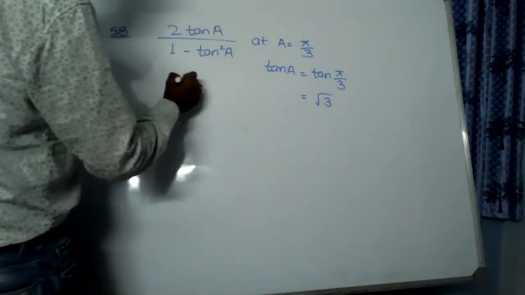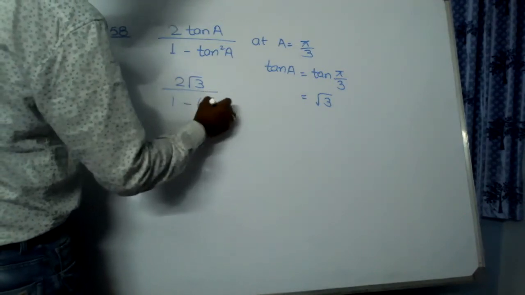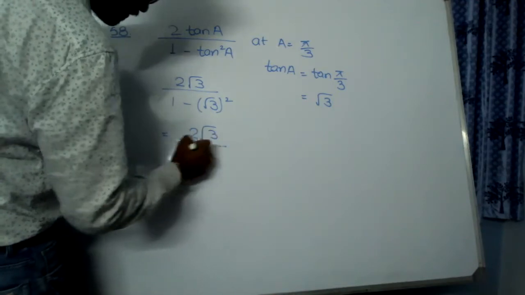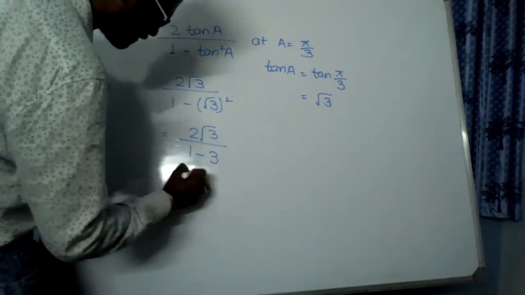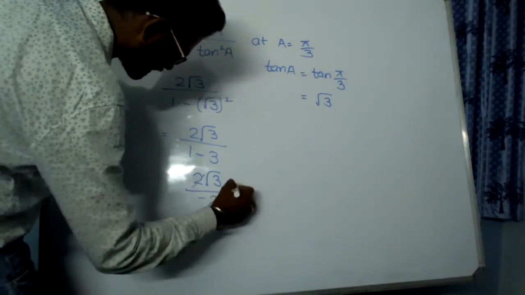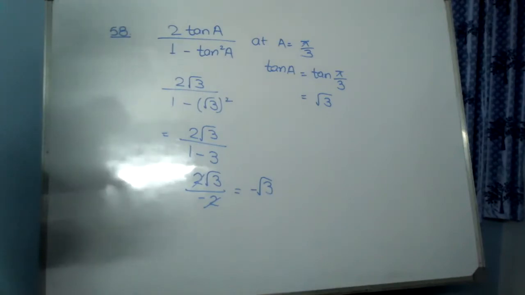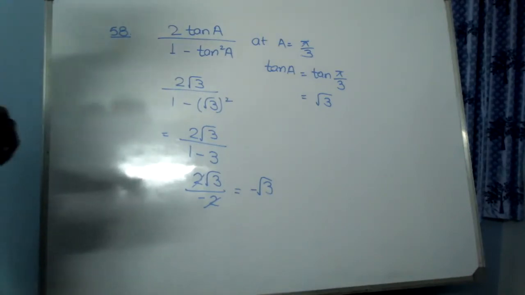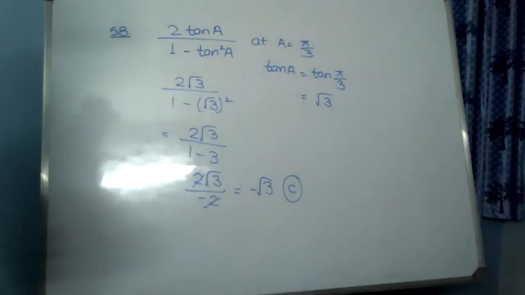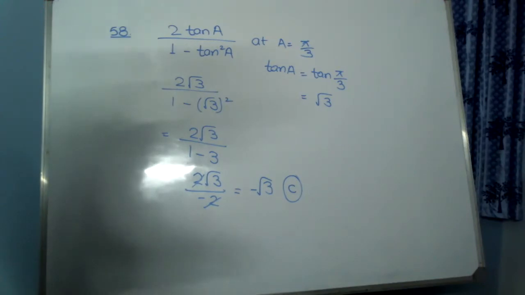So 2 tan a will be what? 2 root 3 divided by 1 minus root 3 square. 2 root 3 divided by 1 minus 3. 2 root 3 divided by minus 2. 2 and 2 get cancelled. Minus root 3 is what I'll get. So if I see, minus root 3 is your option number C, option C is the right answer, right? Okay, let's move further. What do you have?